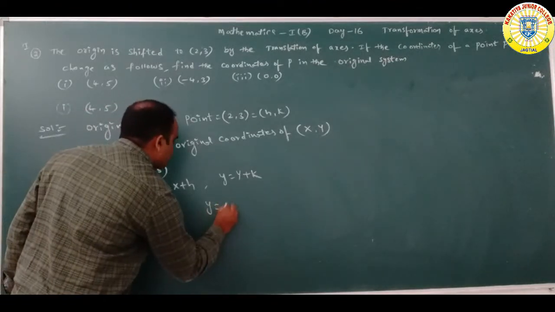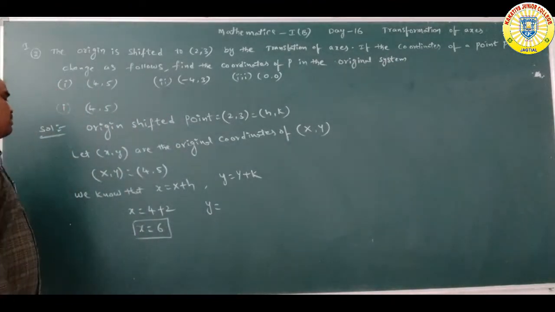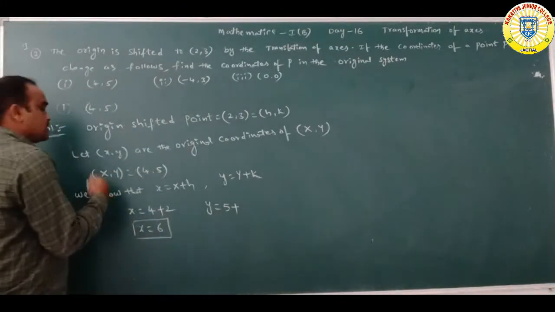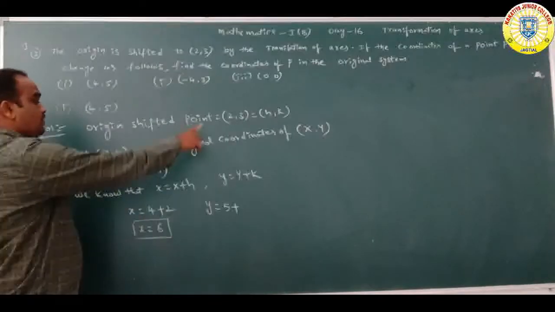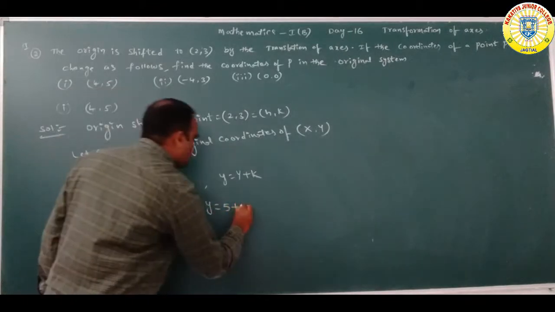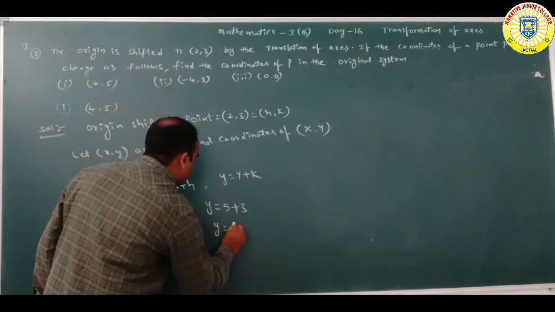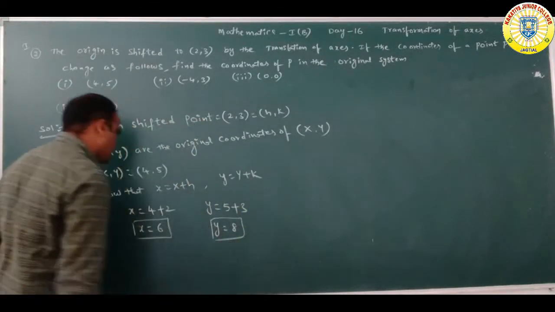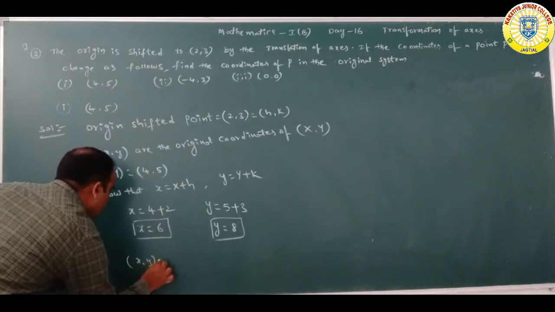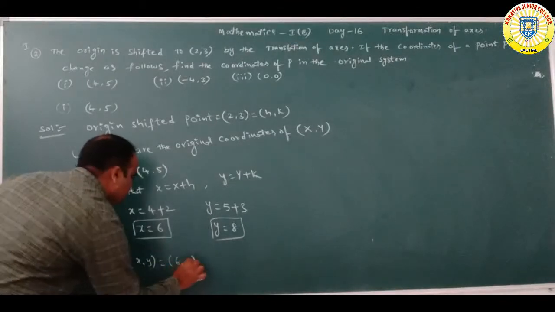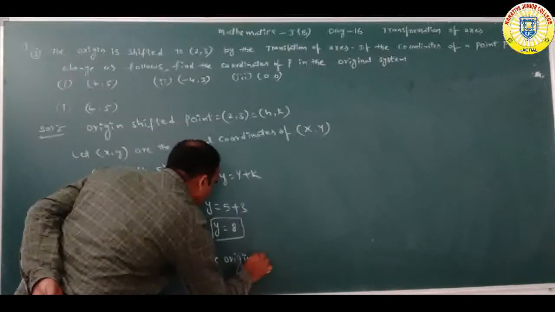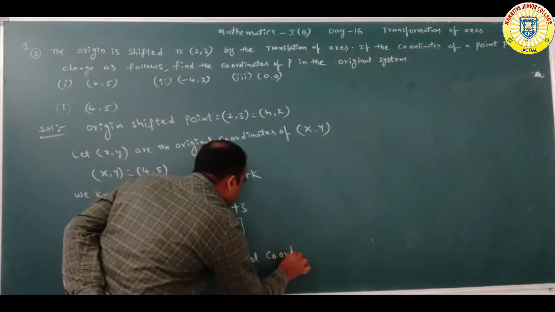Here small y is equal to capital Y plus k. Capital Y is equal to 5 plus k. What is the k value? h is 2, and k is 3. So small y is equal to 5 plus 3, which is 8. Small x, small y is equal to 6, 8, the original coordinates.